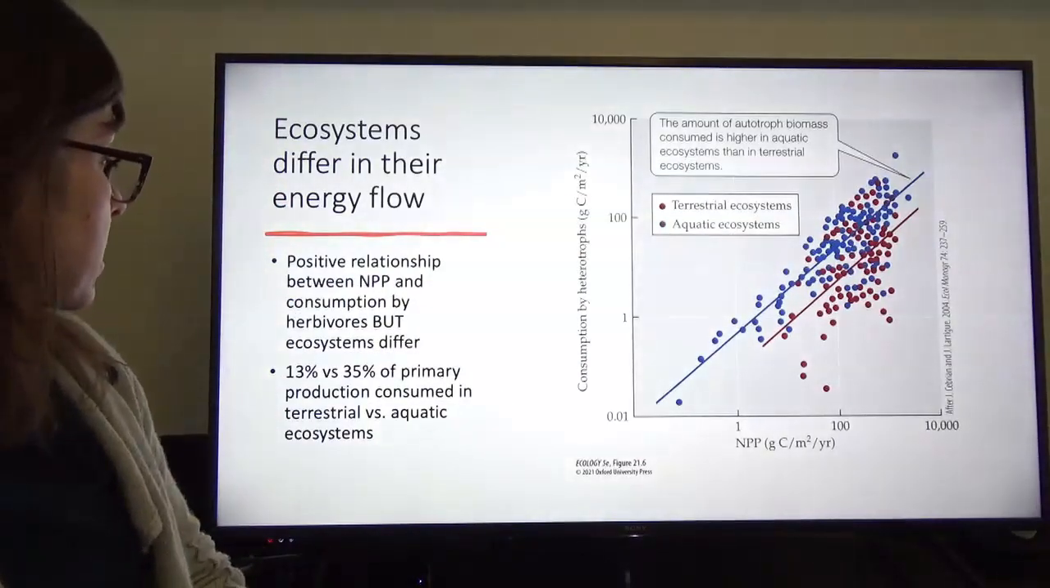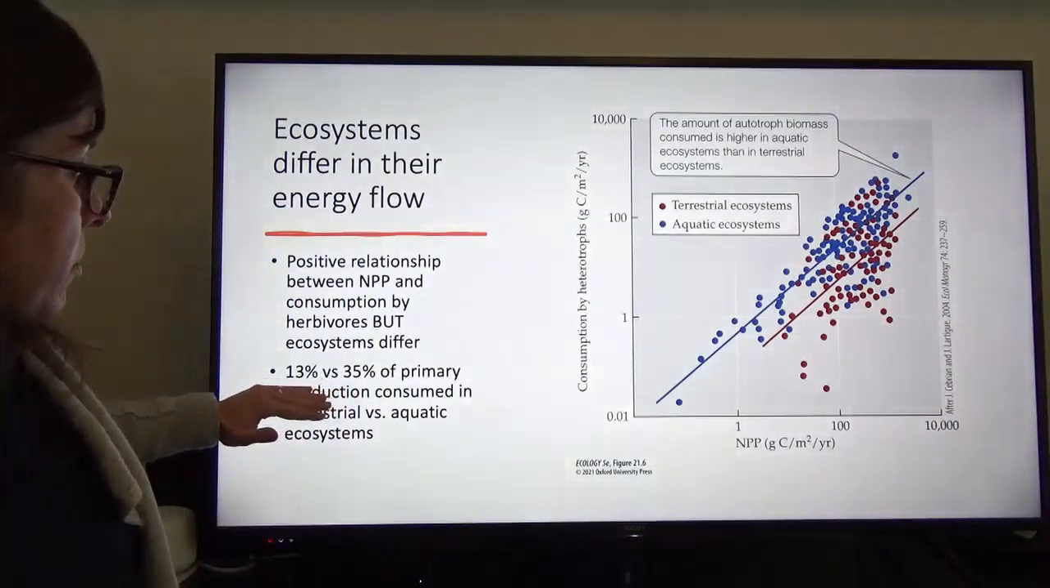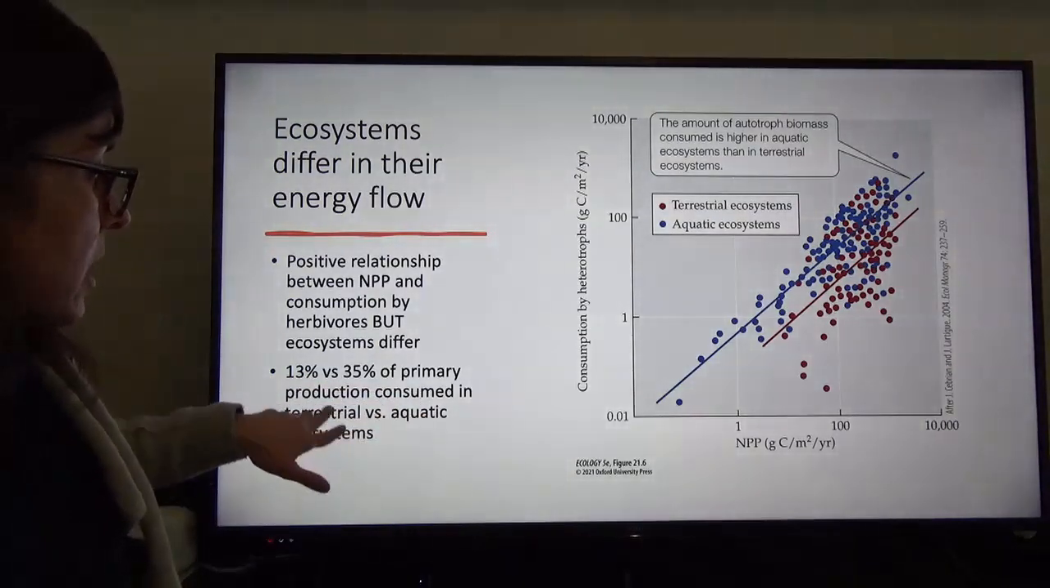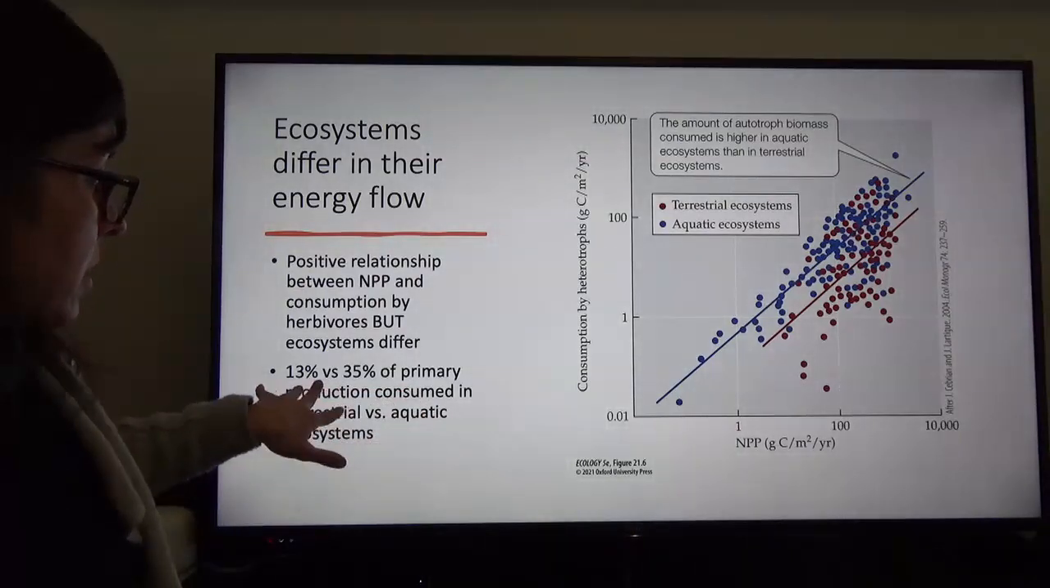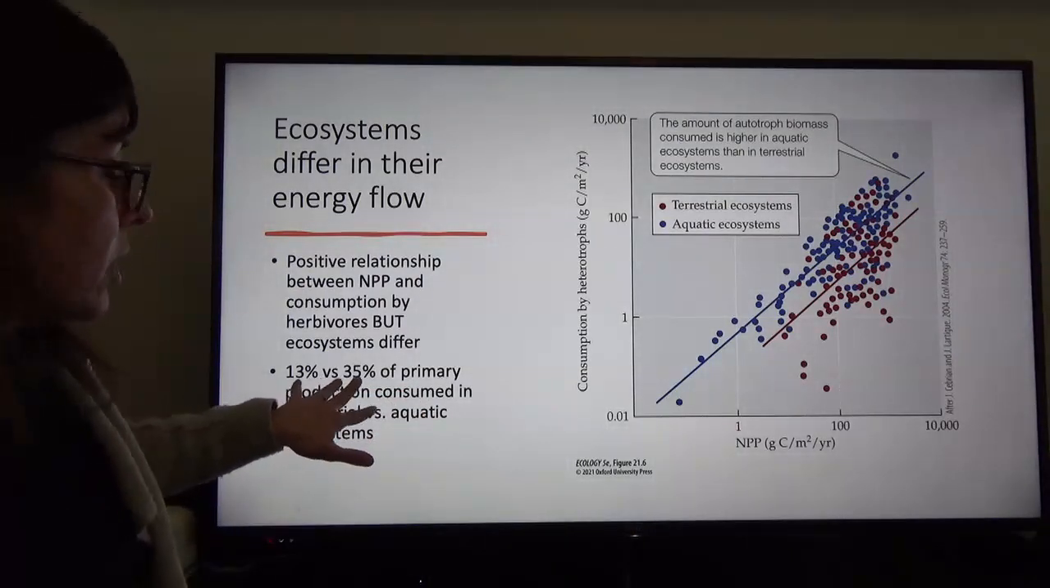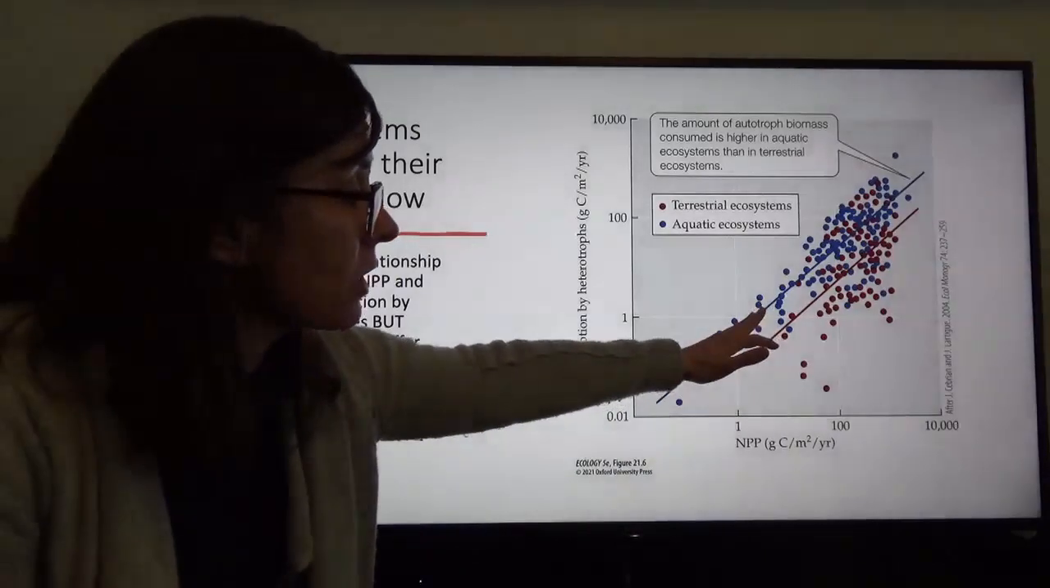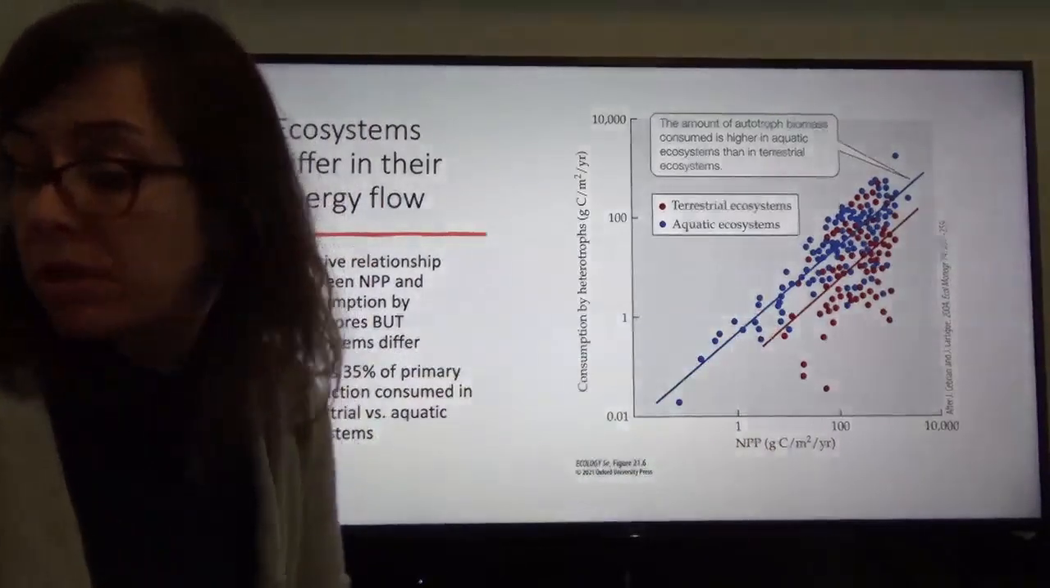So in terms of numbers, it's about 13% versus 35% of primary production that is consumed in terrestrial versus aquatic ecosystems. So almost triple the primary production is consumed in aquatic ecosystems compared to terrestrial ecosystems.